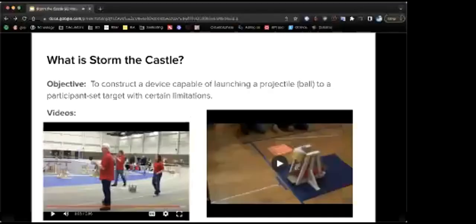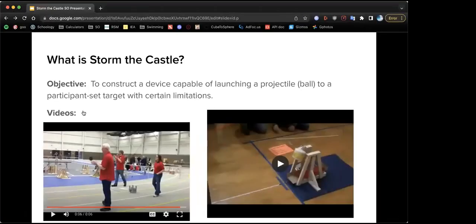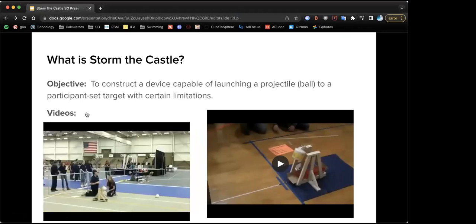All right, so as you can see, it was basically like you're throwing a ball into the target, and that's basically all there is to it. Let's get into it.